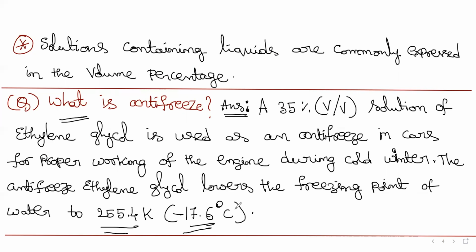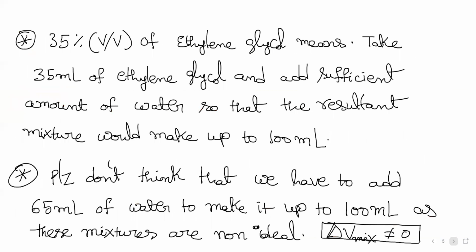So once it reduces the freezing point, right? What does this reduction of the freezing point say? See, assume that the outer temperature is minus 4 degrees centigrade. Even if it is minus 4 degrees centigrade, the water will not freeze, because the freezing point has been lowered. So that is the idea behind the antifreeze. Let's move ahead to the next slide.